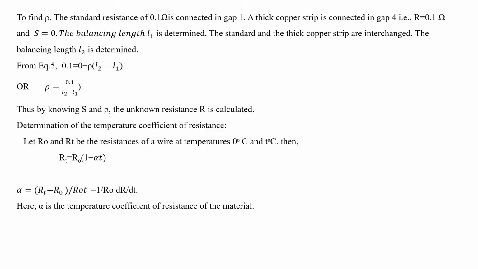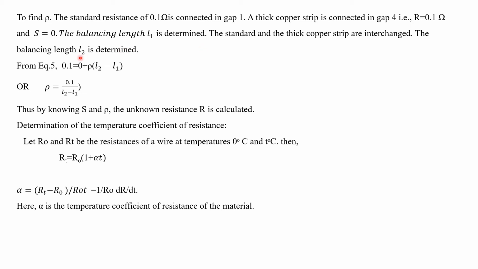To find the resistivity, we have found the standard resistance. The standard resistance of 0.1 ohm is connected in gap 1, and the copper strip is connected in gap 4. R is equal to 0.1 ohm. The copper strip has no resistance, so s is equal to 0. The balancing length L1 is determined. The standard resistance and the thick copper strip are interchanged and the balancing length L2 is determined.